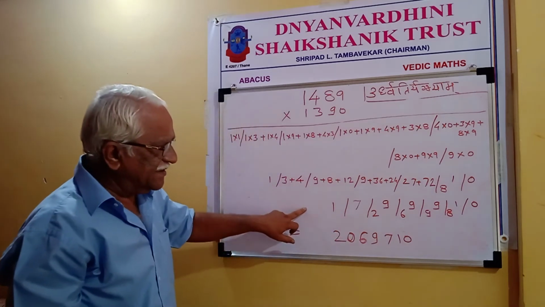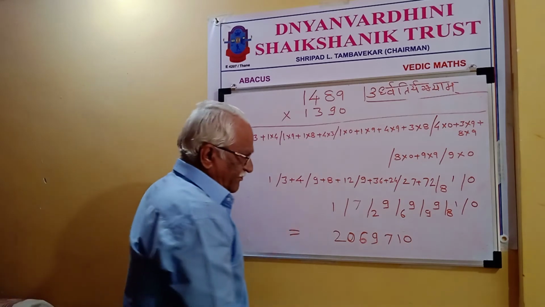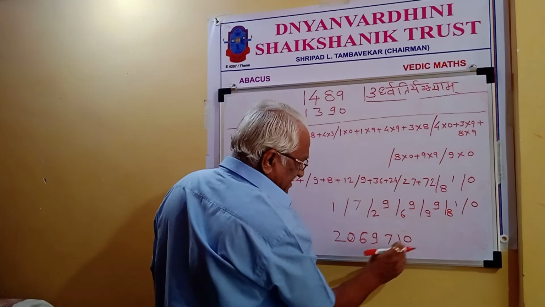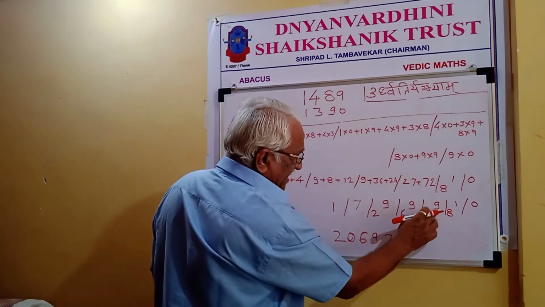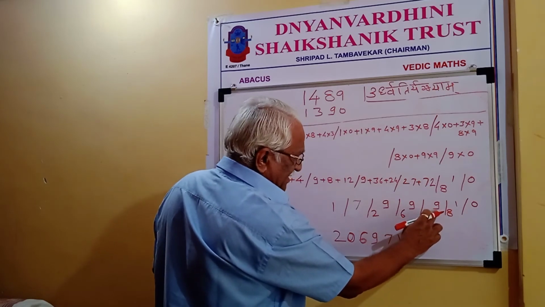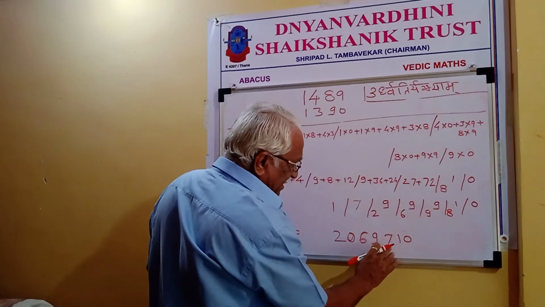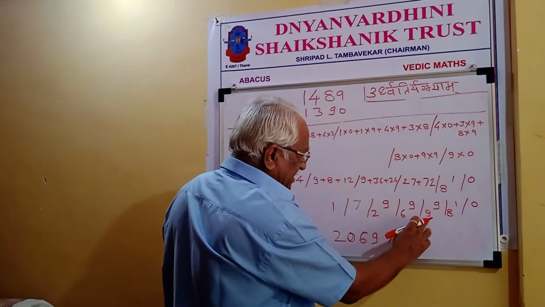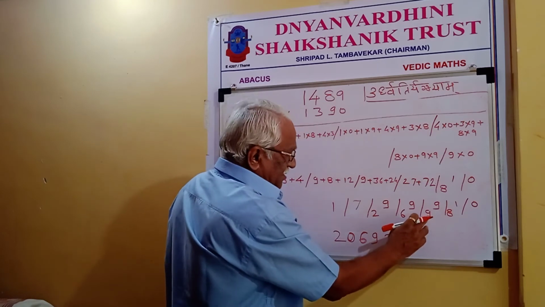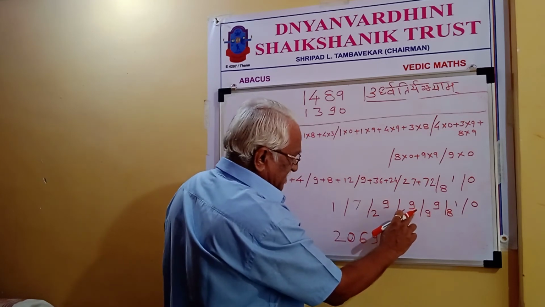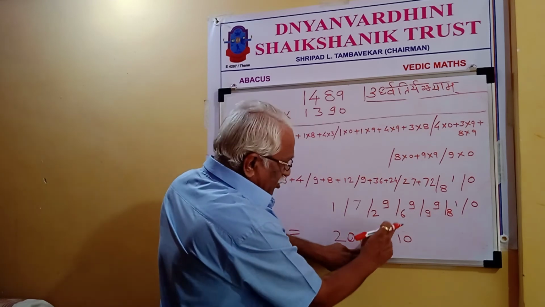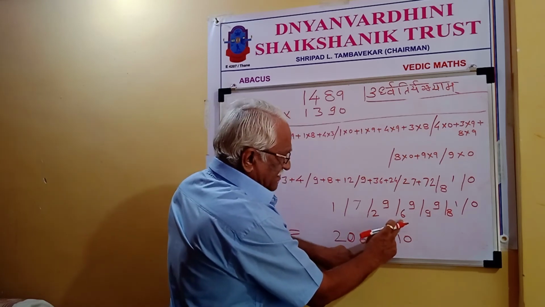From here we will write the answer directly. Just see 0 as it is, 1 as it is, 8 carried forward to 9 comes to be 17. So 7 we write here and 1 added into the 9. So it becomes 10. So 10 plus 9, that is 19. So 1 carries forward to 6, it becomes 7.